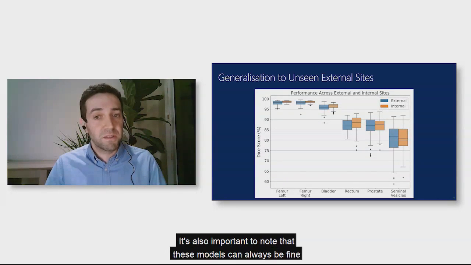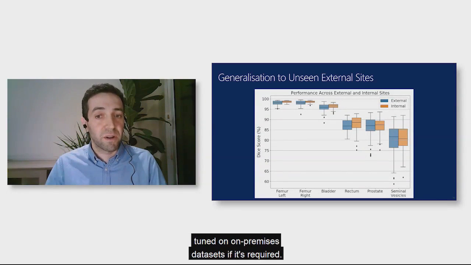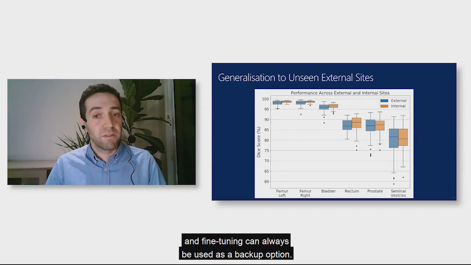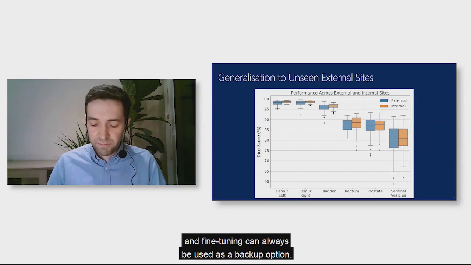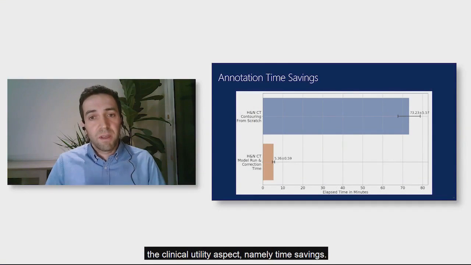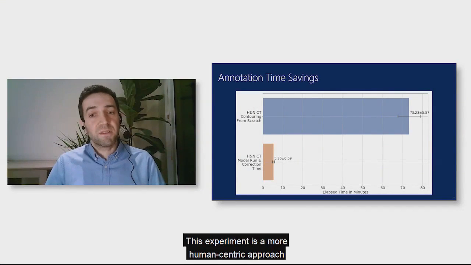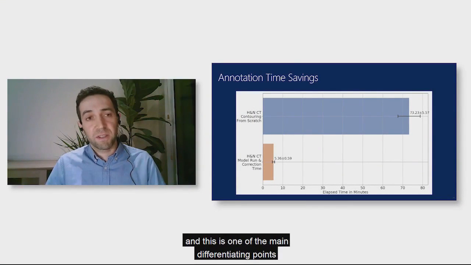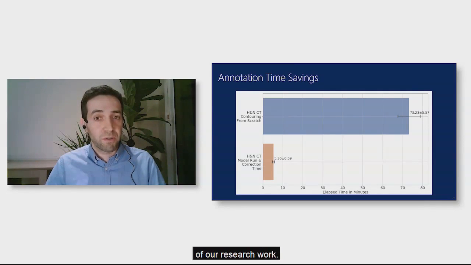It's also important to note that these models can always be fine-tuned on on-premises data sets if required. For example, data shifts could be severe due to acquisition protocols, and fine-tuning can always be used as a backup option. And more importantly, I think we should also look at the clinical utility aspect, namely time savings. This experiment is a more human-centric approach to evaluating the performance of a machine learning model. And this is one of the main differentiating points of our research work.